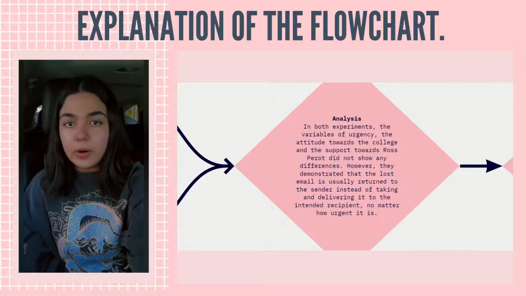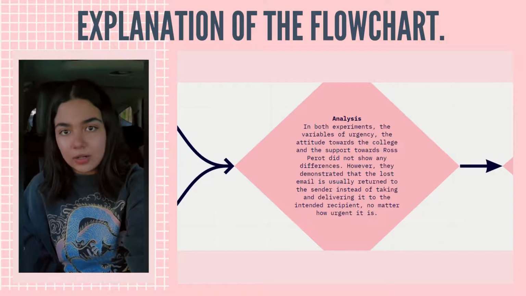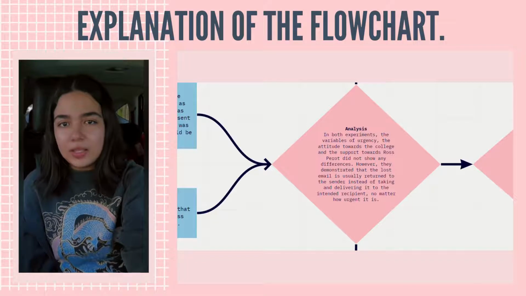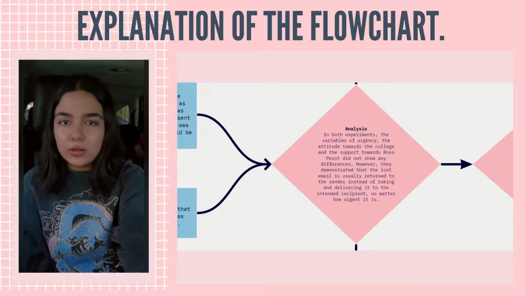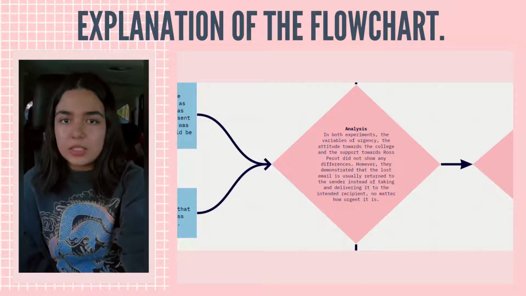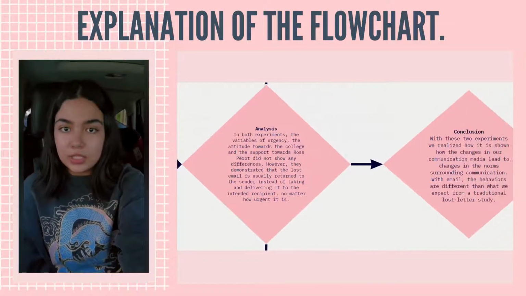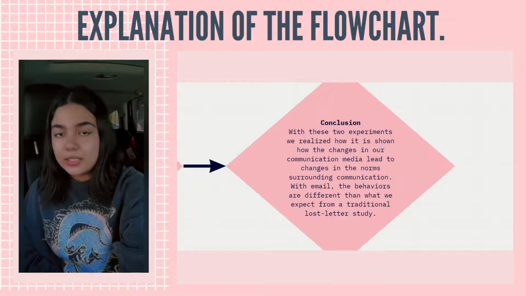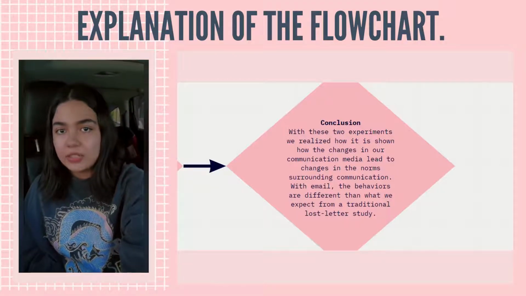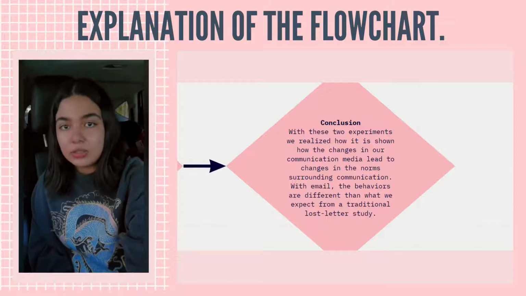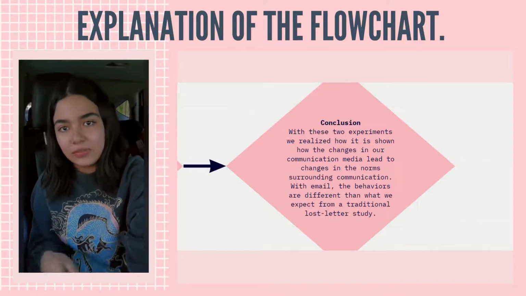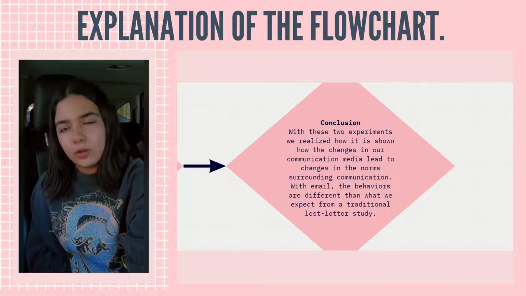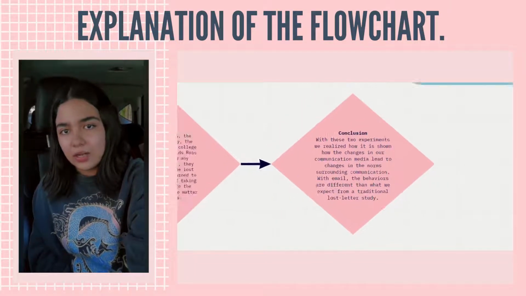For the analysis, the variables of urgency, the acceptance towards the college, and the support towards Ross Perot didn't change. However, the messages demonstrated that they were usually returned to the sender instead of the intended recipient, no matter how urgent the message is. And the conclusion was that these two experiments made us realize how changes in the communication media can lead to changes in our communication itself. For example, with email, we received different behaviors than what we would expect from a traditional lost letter study.